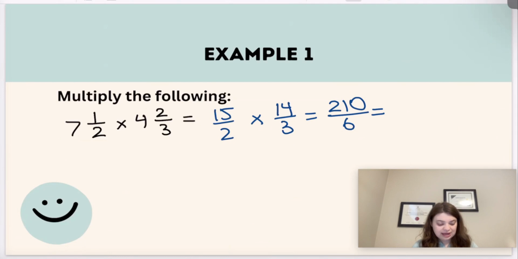So 210 divided by 6, we could use our calculator to determine that it's 35. Or we could use long division if we don't have access to a calculator. And so the final answer is 35.